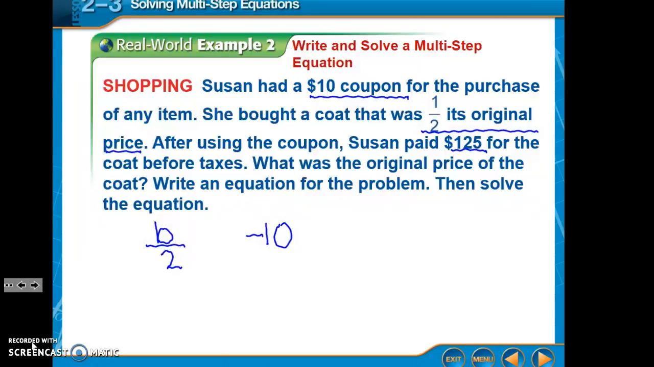Alright, so we have our original price, which is B, and we're dividing by 2 because it's half off, and then we're subtracting 10. And we know that after all of that, what did it cost? What did Susan pay for her coat? 125.